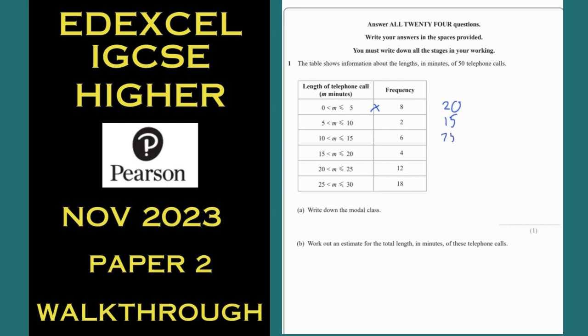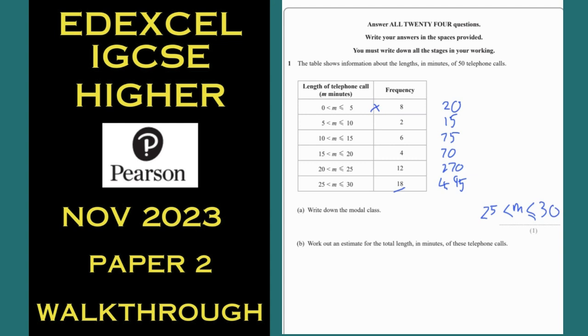So we get 75, 70. And now they get a bit bigger, 270. And the final midpoint, 27.5, multiplied by 18 for 495. And now I actually read that part A didn't need that, but who cares? So modal, most common, highest frequency is 18. So the modal class, write it down exactly as you see it represented in the table.